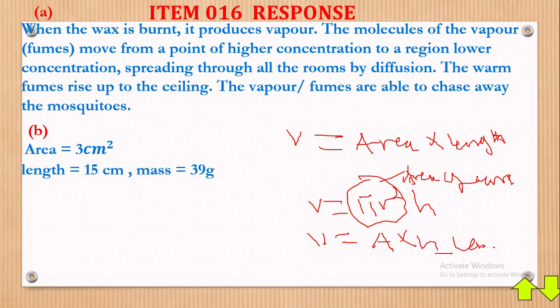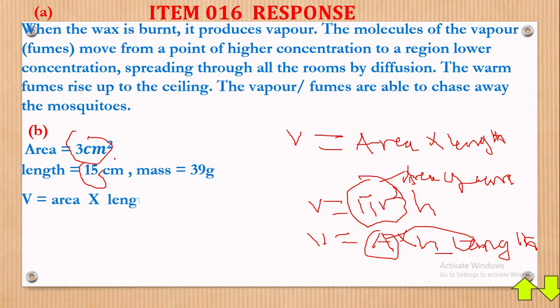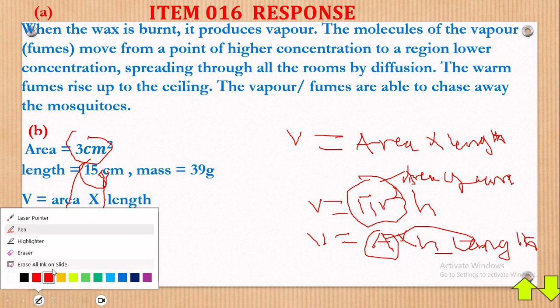That's why in physics we say that volume is equal to the area times the length. So we have the area as this, we have the length as this, we can now calculate our volume so that we can get our density. So volume is equal to area times length. By substitution, we shall have 3, which is our area, times 15, which is the length. Remember, the SI unit is centimeters cubed, so we shall get 45 cubic centimeters. Hope that will make some sense.